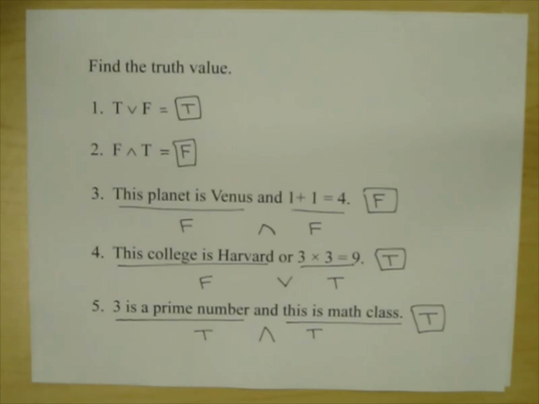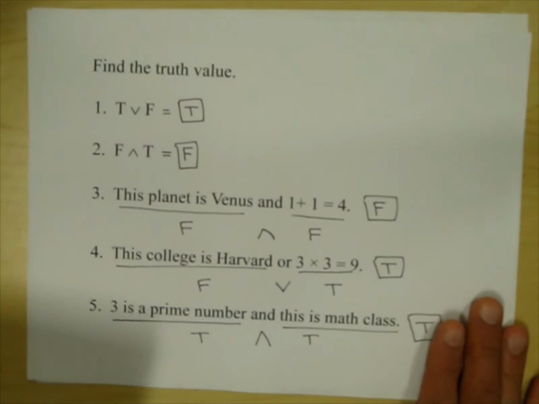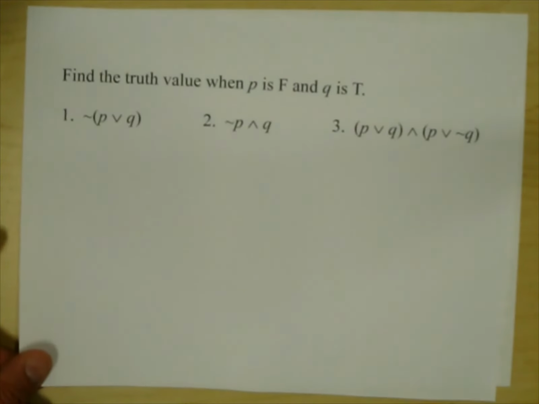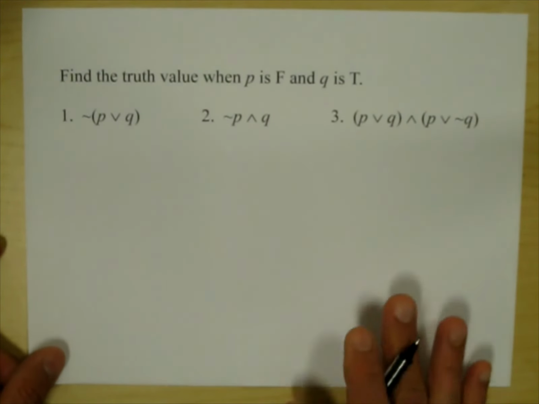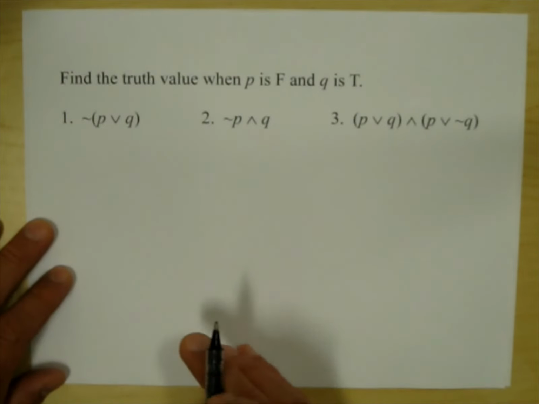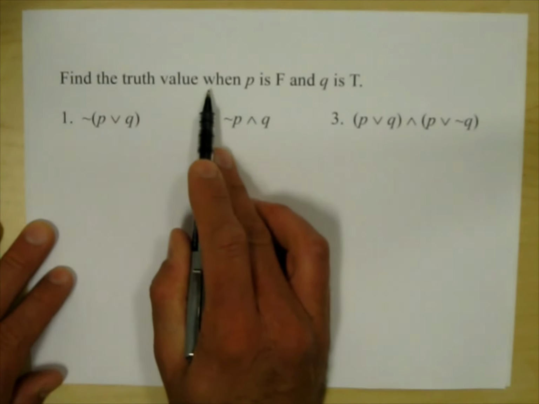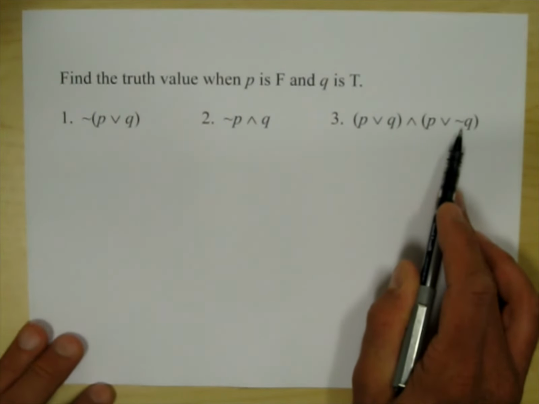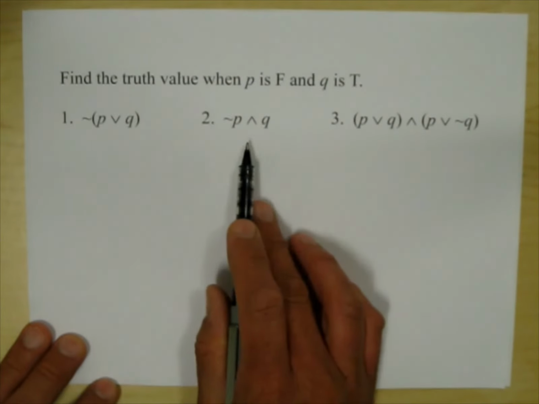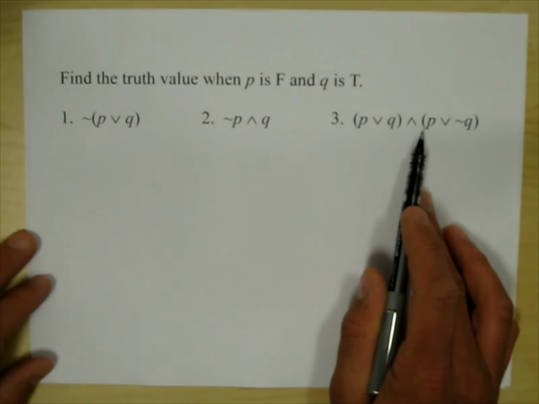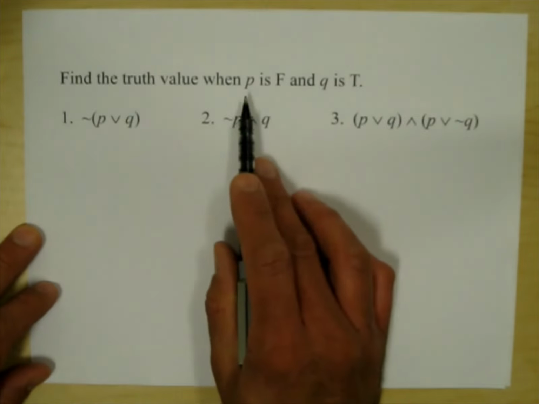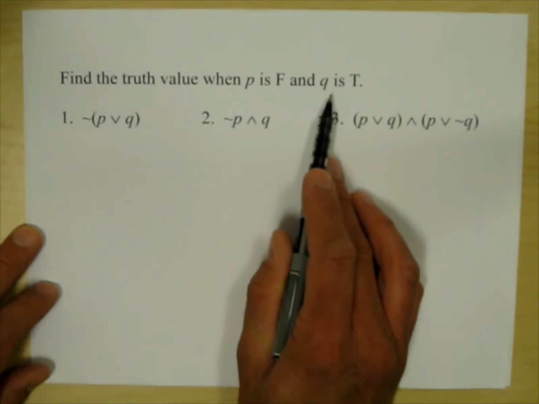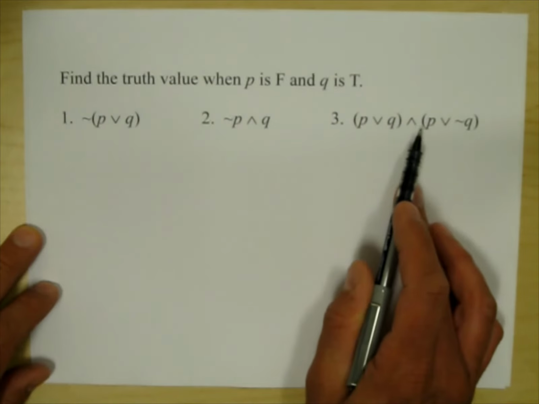Okay, let's go ahead and do some problems that are going to ask the same thing, but they're going to be a little bit different. Here's 3 problems on one page. Hopefully that wasn't a mistake doing that. It says, find the truth value. So here's statements here. Now, it's not saying anything about this planet is Venus or this college is Harvard. We don't know what statements P and Q are. But they're telling you that P is false and Q is true. And so for these problems, that's what it is.